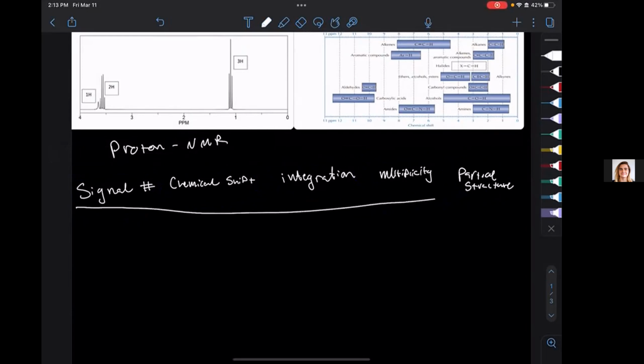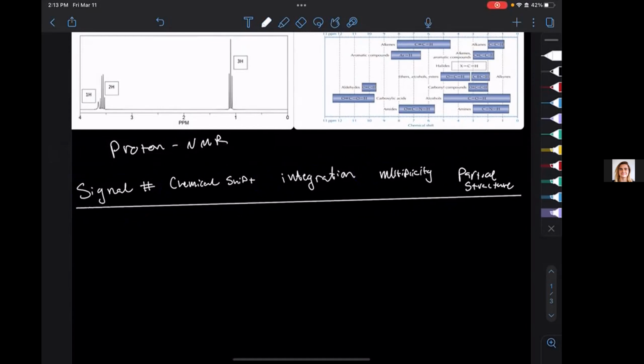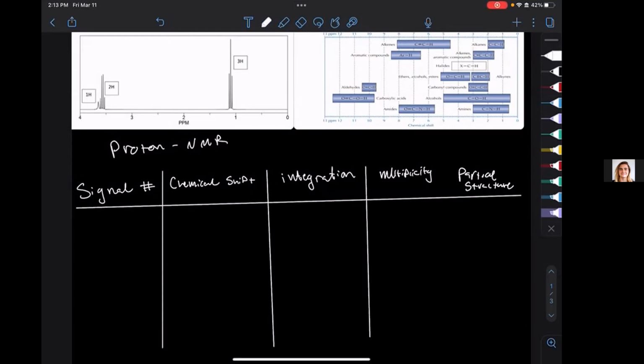Alrighty. Hello, everyone. My name is Talen Niven, and today I'm going to be talking to you about how we can start to decipher and solve what kind of compound we have based only on our proton NMR, or our H NMR.